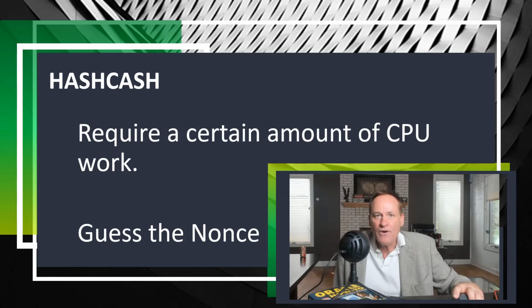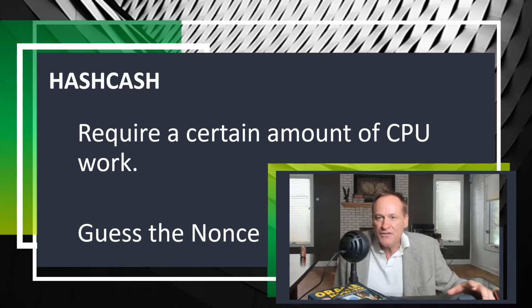Now, how it works is it requires a certain amount of CPU by using a SHA-256 function. And so what you would do is you would take the email message and you would run a SHA-256 on it. Then you would require it to have a certain number of leading zeros.